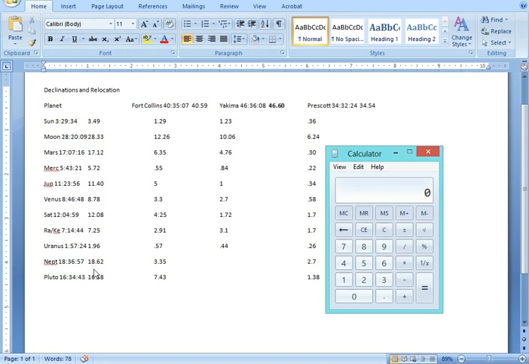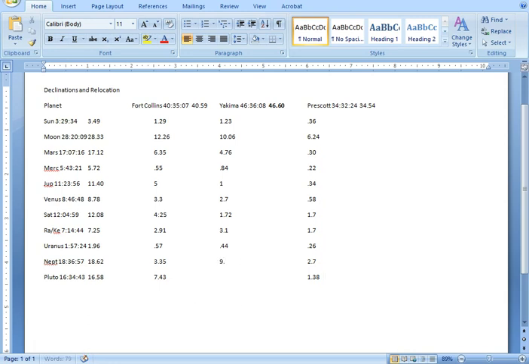Neptune at 18.62, 18.62 times 3 equals 55.86. Well, if we subtract 46.6 from that, we get 9.26. So that's as close as Yakima is going to be to Neptune. It's a long ways from there.